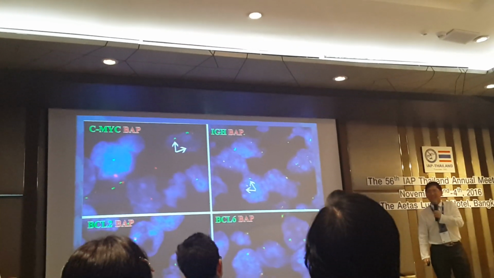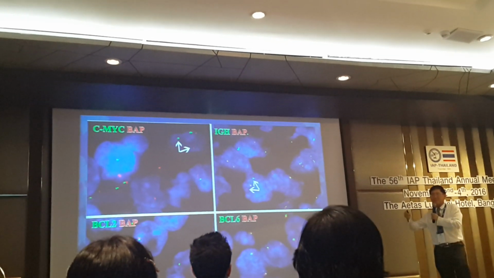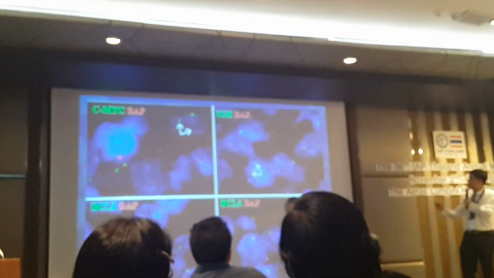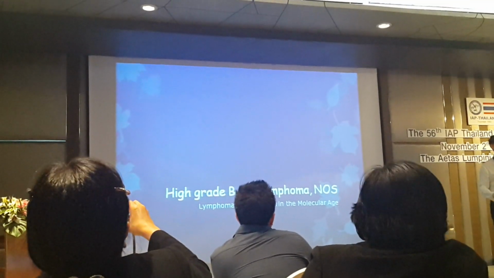So you can't call this a lymphoma with c-MYC with a double hit or triple hit, c-MYC with BCL2 and BCL6. So you have to call this high-grade B-cell lymphoma NOS in the new updated classification. So that's how we use that.